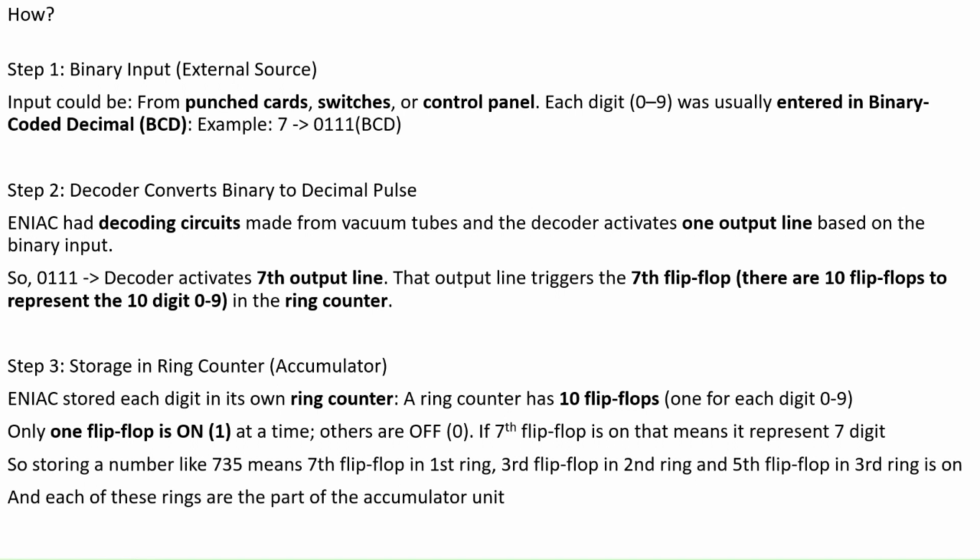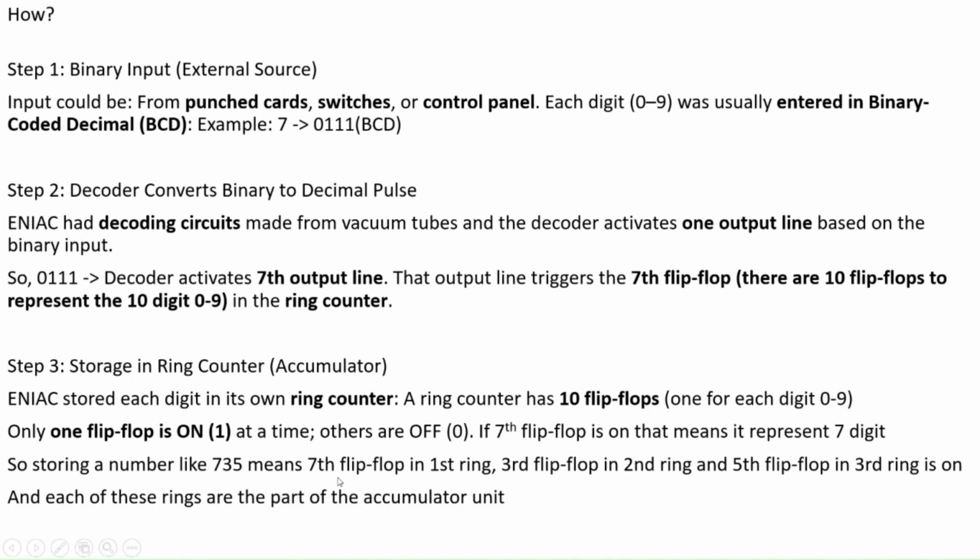So a flip-flop represents a digit 0 to 9, and there are 10 flip-flops which represent a digit from 0 to 9. Only one flip-flop is on at a time, others are off. Suppose I have to represent decimal 7, then the 7th flip-flop is on and the other flip-flops are off, and that represents the digit 7.